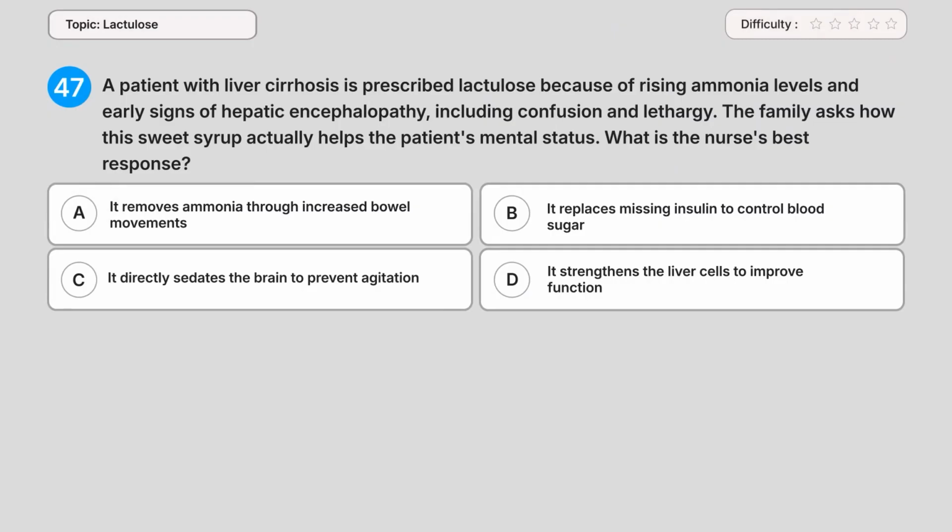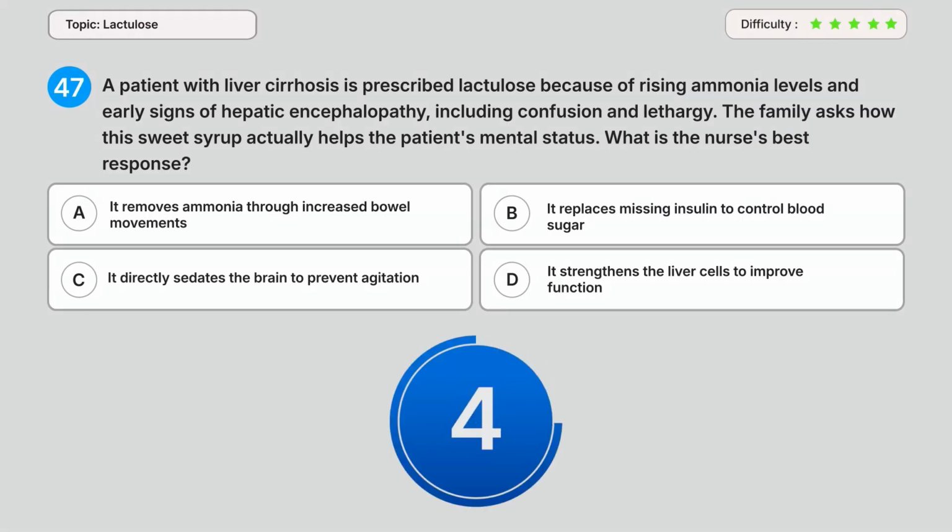Question 47. A patient with liver cirrhosis is prescribed lactulose because of rising ammonia levels and early signs of hepatic encephalopathy, including confusion and lethargy. The family asks how this sweet syrup actually helps the patient's mental status. What is the nurse's best response? A. It removes ammonia through increased bowel movements. B. It replaces missing insulin to control blood sugar. C. It directly sedates the brain to prevent agitation. D. It strengthens the liver cells to improve function. Do you know the answer?